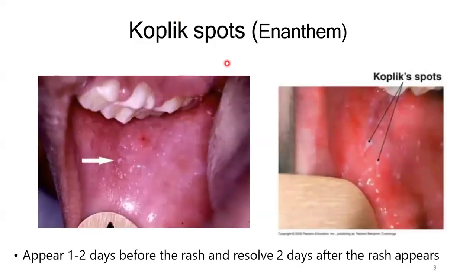So here are the Koplik spots. Can you see them? These whitish parts. And you can see this is the mucosa. This is the inner lining of the mucosa. Appears 1 to 2 days before the rash and resolves 2 days after the rash appears. Can you see them? Very unique or specific for measles, also known as an enanthem.